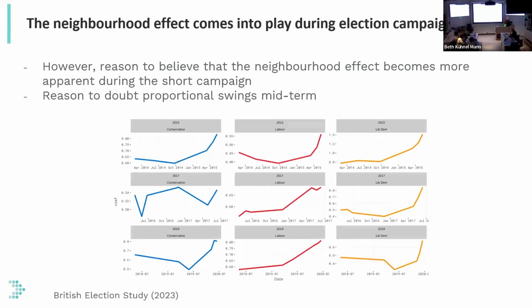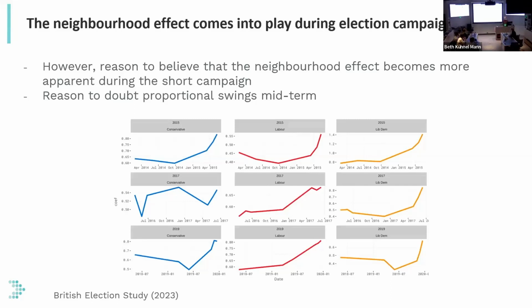But if I was to pour cold water on the proportional voting idea now, it would be that we should expect there to be a proportional swing because we're at the midterm of the parliament. So very few voters are actually thinking that much about politics or their voting choice right now. Very few voters are actually speaking about it.